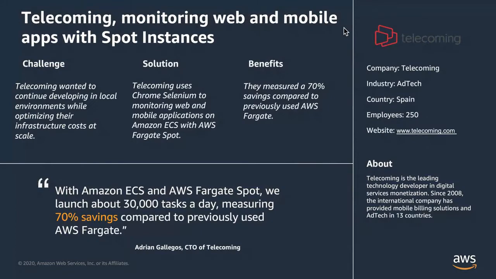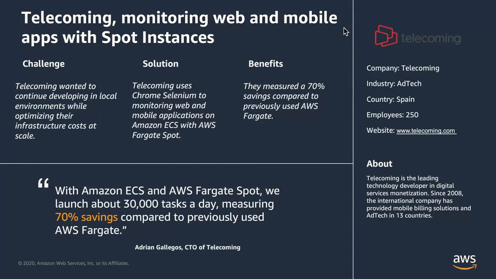Here is another success story about Telecoming, a Spanish ad tech company that develops technology to monetize digital services. To monitor web and mobile applications using a real browser environment, they leveraged ECS on AWS Fargate. They also decided to adopt Fargate Spot. Fargate Spot is a new capability on AWS Fargate that can run interruption-tolerant ECS tasks at up to a 70% discount off the Fargate price.